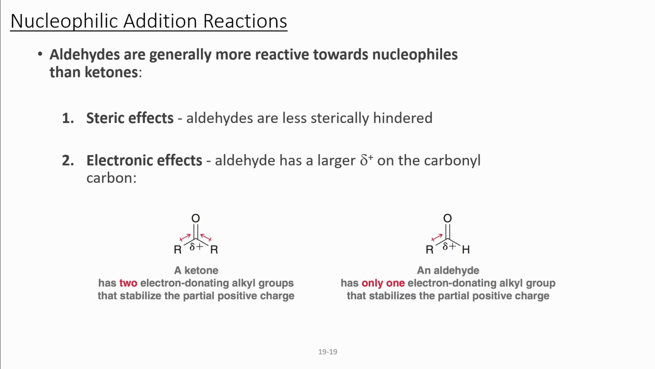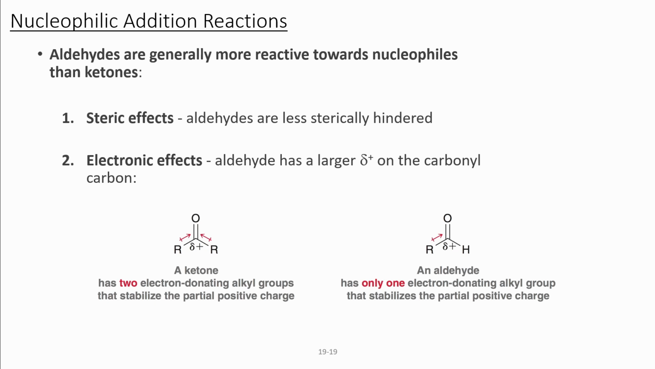Let's compare the electrophilicity of a ketone relative to an aldehyde. And we're going to look at a combination of two factors in this comparison. The first factor is the electronics. With electronic effects, the aldehyde is going to have a larger partial positive than the ketone, and that's because the ketone has two electron donating alkyl groups.